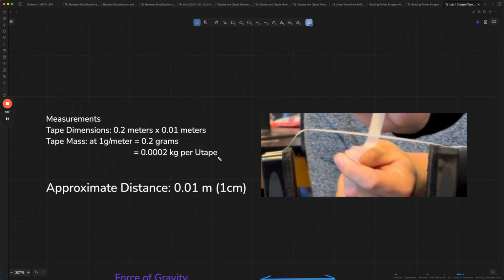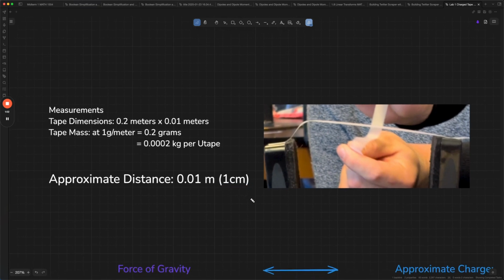The measurements we observed during our physical lab are that our U tapes have the dimensions of 20 centimeters by 1 centimeter in terms of surface area. And we were given the approximation that there's 1 gram per meter of mass, which gives us, in our case, 0.02 grams of mass for our entire U tape, each individual one. And we approximated our distance when the tape began levitating at 1 centimeter. Well, that actually ends up being a very rough approximation.